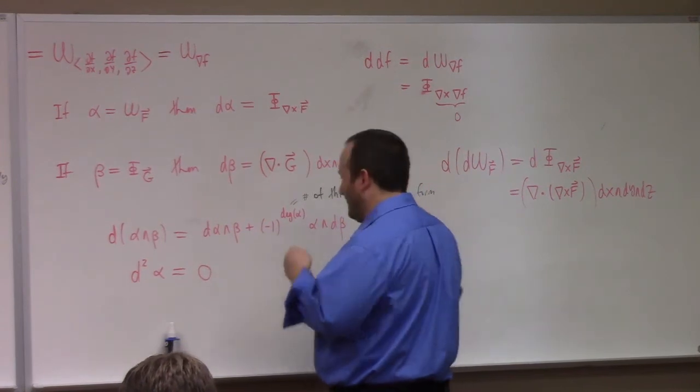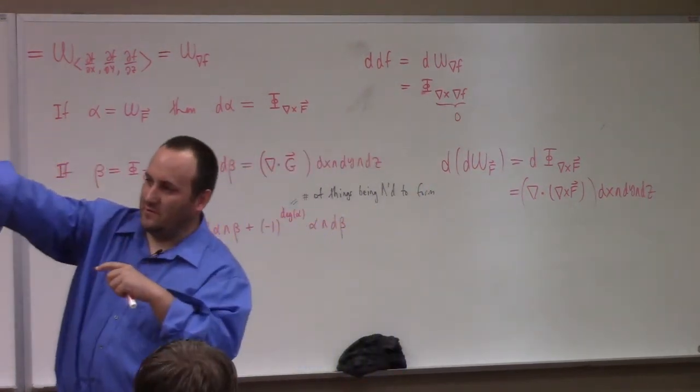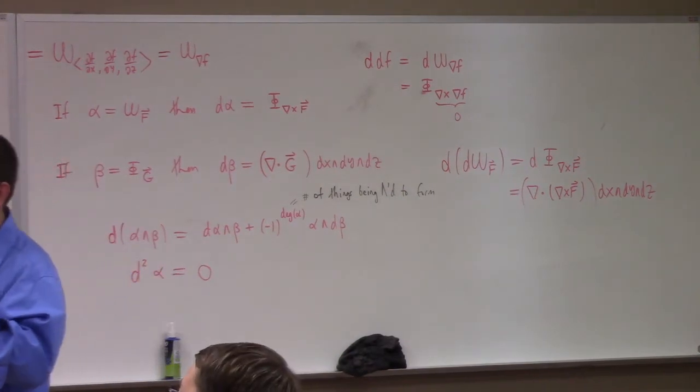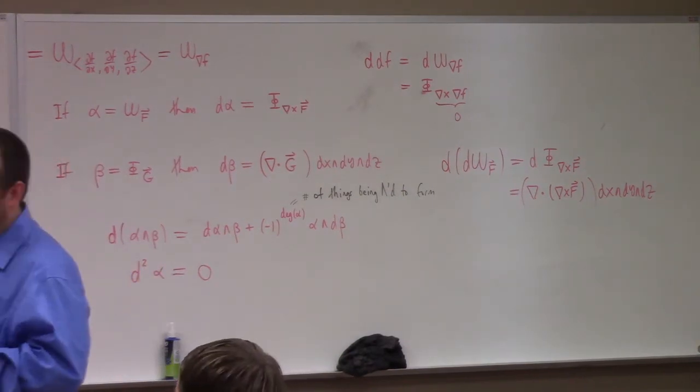So that's similar to the degree of a 0 form is 0, the degree of a 1 form is 1, the degree of a 2 form is 2, the degree of a 3 form is 3.